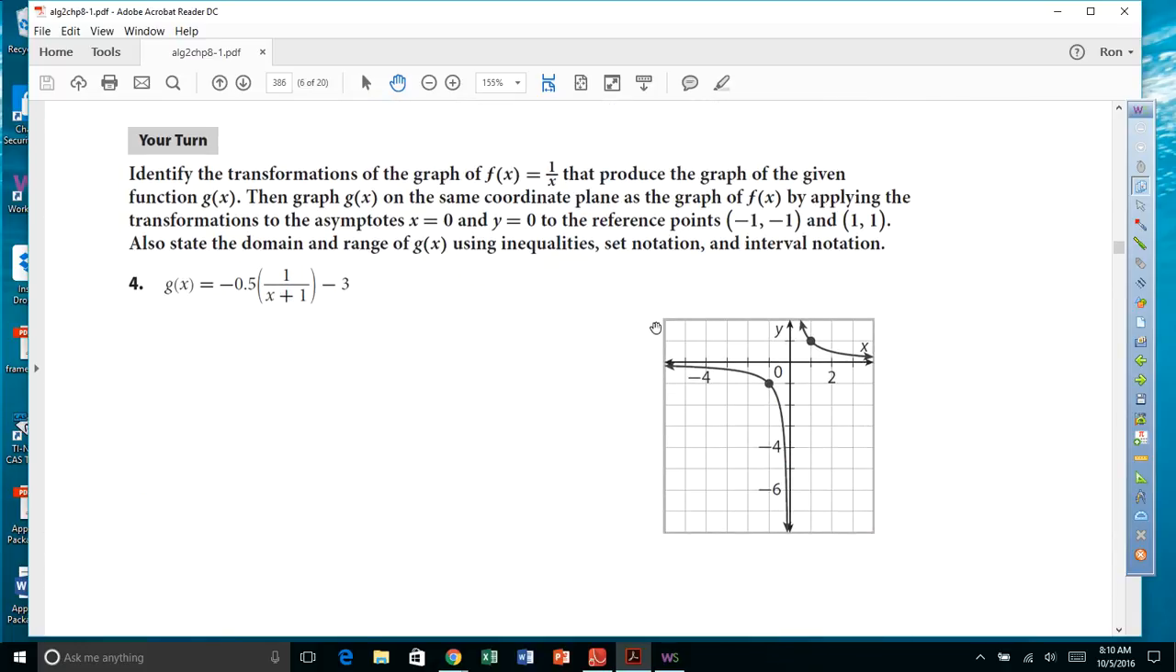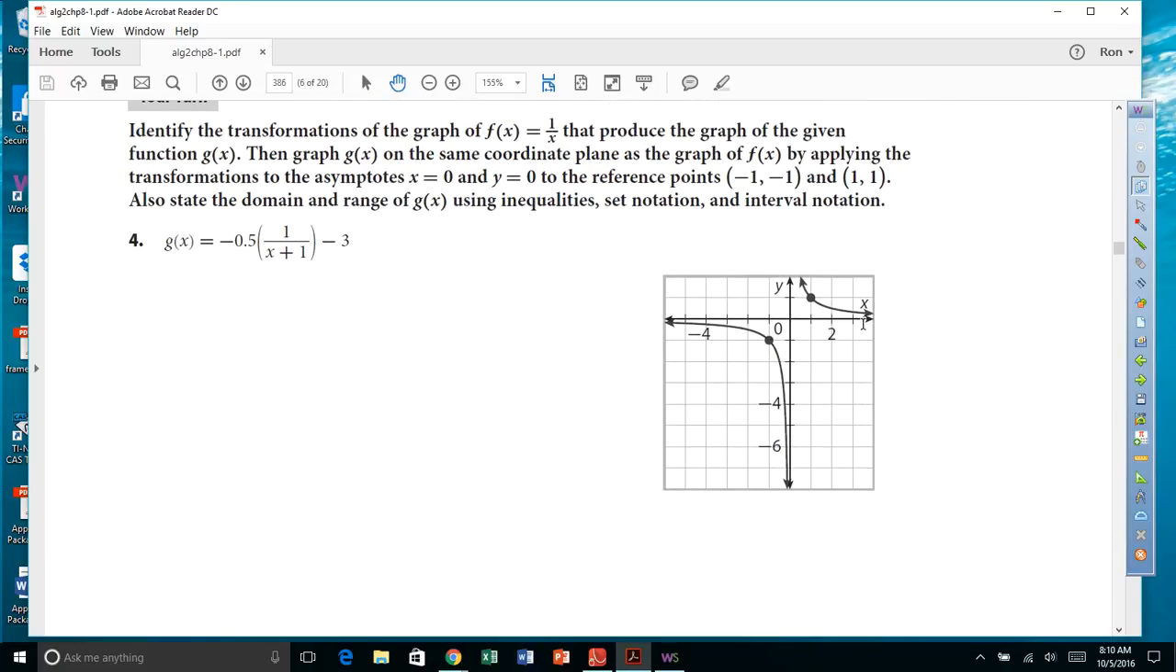All right. Your turn. Identify the transformation of the graph of f of x equals 1 over x that produce the graph of the given function g of x. Then graph g of x on the same coordinate plane as the graph of f of x by applying the transformations to the asymptotes of x equals 0 and y equals 0 and to the reference points -1, -1 and 1, 1.